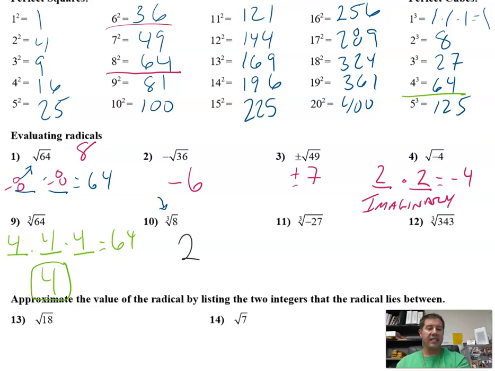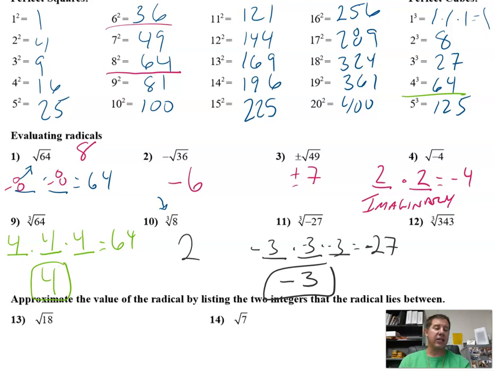Going with the negative on the inside now, what times what times what is negative 27? Well, with cube roots now, perfect cubes, I can't act like before on number 4 where we said we couldn't get this to work. With perfect cubes, I can get this to work. If I do negative 3 times negative 3, that's a positive 9, times negative 3 is negative 27. So I cannot take the square root of a negative number, but I can take the cube root. Okay? When you take the cube root of a negative number, you just get a negative whatever that perfect cube was.